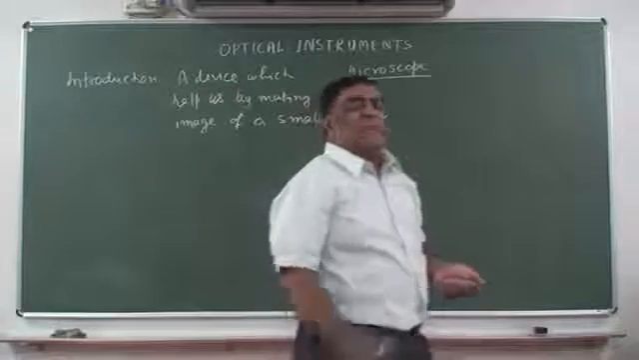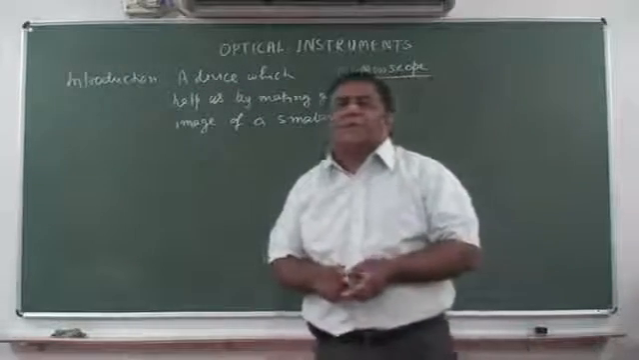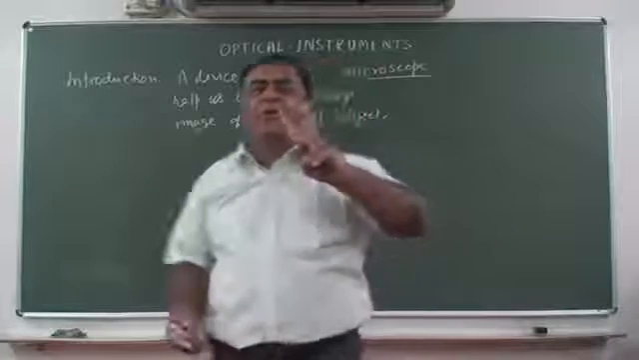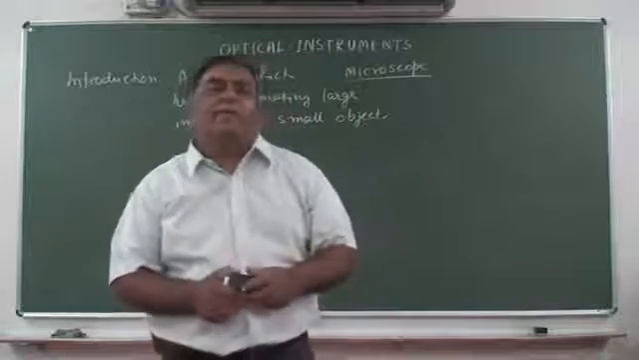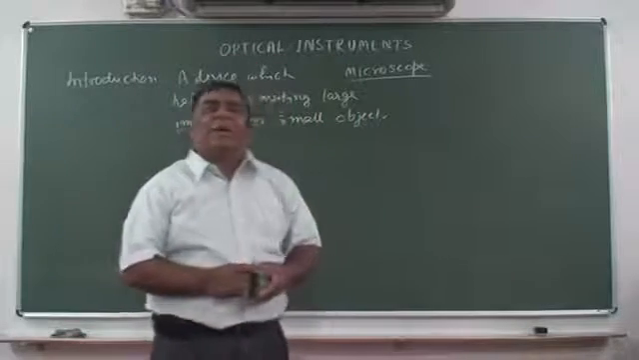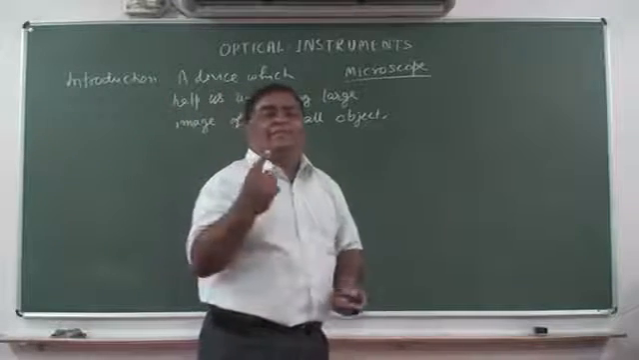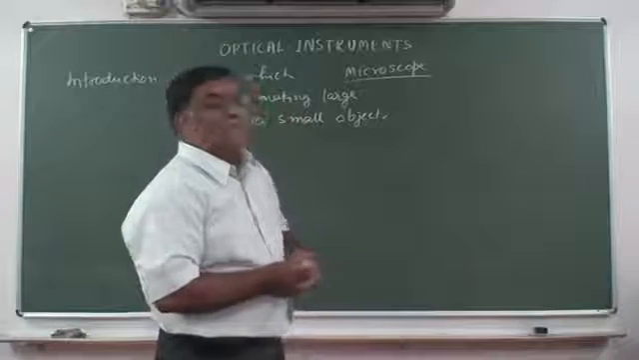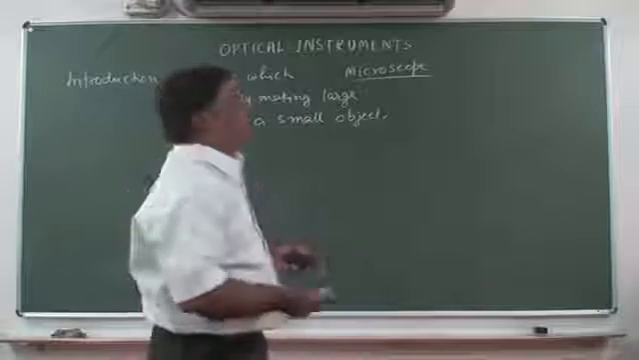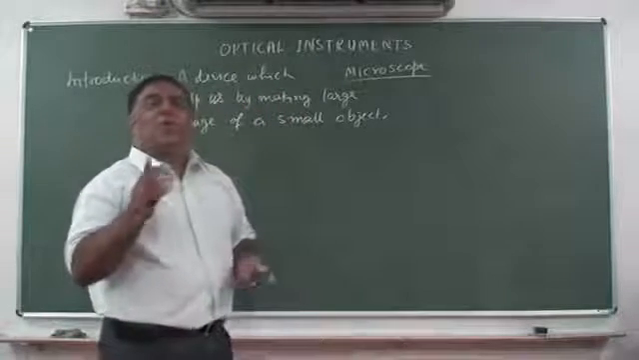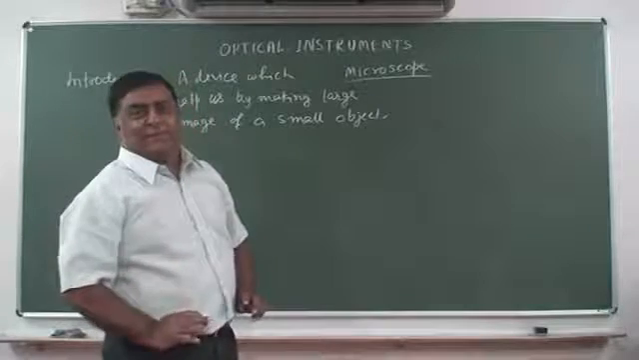Now, what is the construction of a microscope? In construction of a microscope, we will observe there are two types of microscopes. One we will call simple microscope, and another will be compound microscope. First, we will take a simple microscope. What is a simple microscope? Simple microscope is only a convex lens.